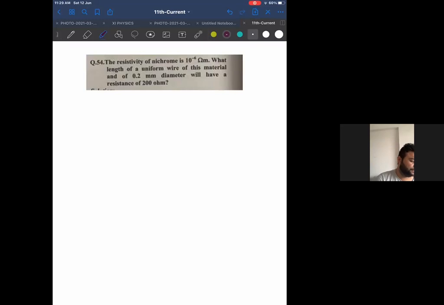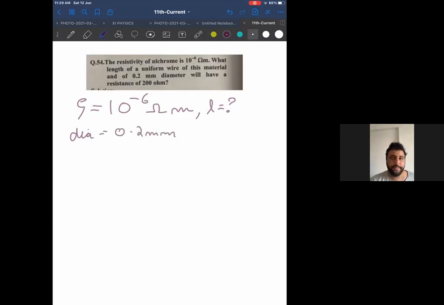I'll give you the data. The resistivity of nichrome is 10 power minus 6 ohm meter. This is directly given. What length? I have to find the length of a uniform wire of this material, and the diameter is given as 0.2 millimeter. Please look at the screen. Diameter is given as 0.2 millimeter. That means radius will be 0.1 millimeter.